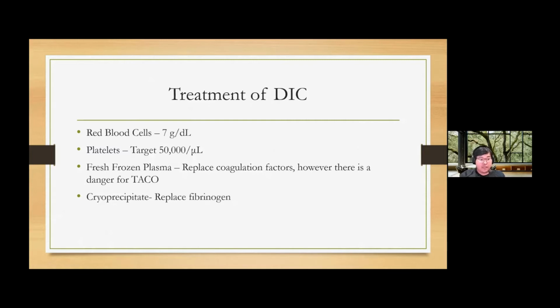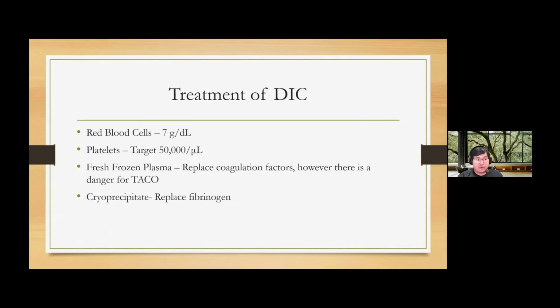For fresh frozen plasma, the point of it is to replace coagulation factors, but we really want to watch how much plasma we give people because there's a danger of TACO. TACO is transfusion associated circulatory overload. It's relatively common at times. It's a transfusion reaction where you can get pulmonary edema because of volume excess or circulatory overload when you're giving them the products.